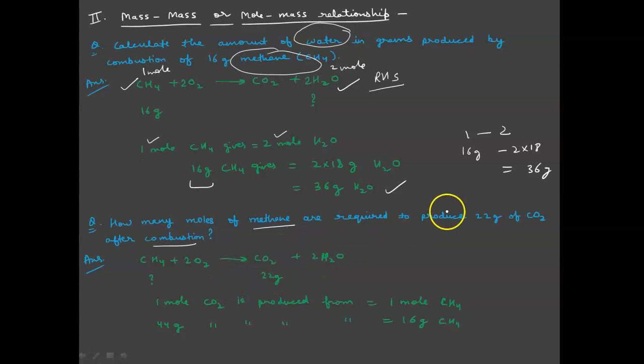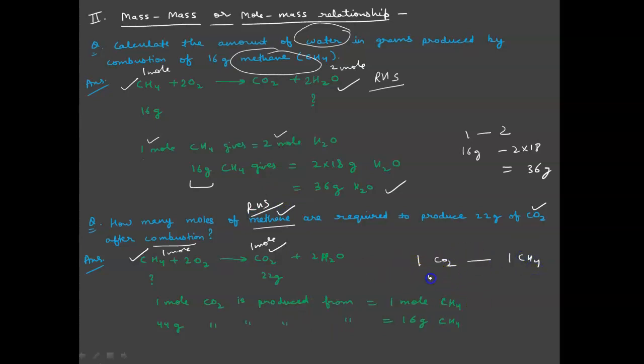We have to deal with CO2 and methane. This is methane, this is CO2. Here it is given 22 gram. So from the balanced equation, we are watching that this is 1 mole, this is 1 mole. So 1 mole is giving 1 mole. So 1 mole CO2, we have to calculate the mole of methane. So methane should be in RHS. So here 1 mole of CO2 is giving 1 mole CH4.